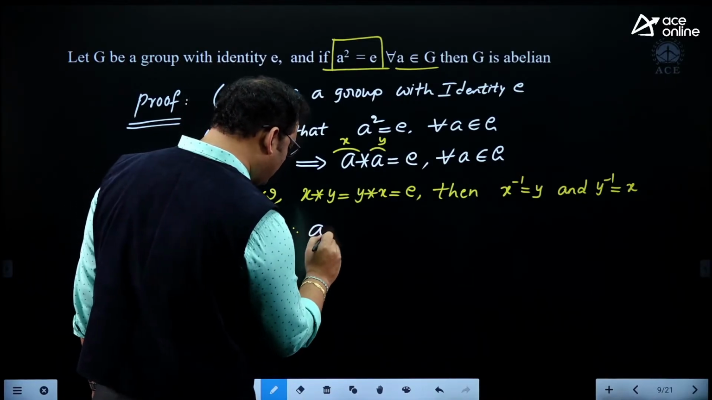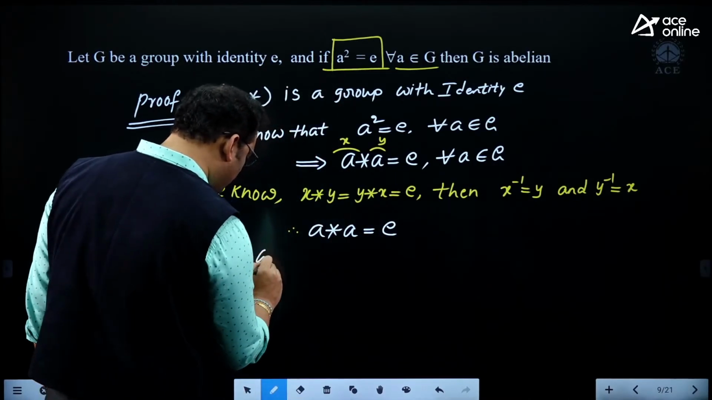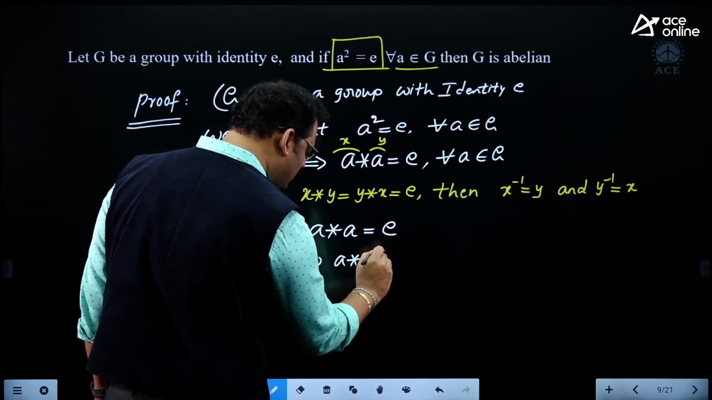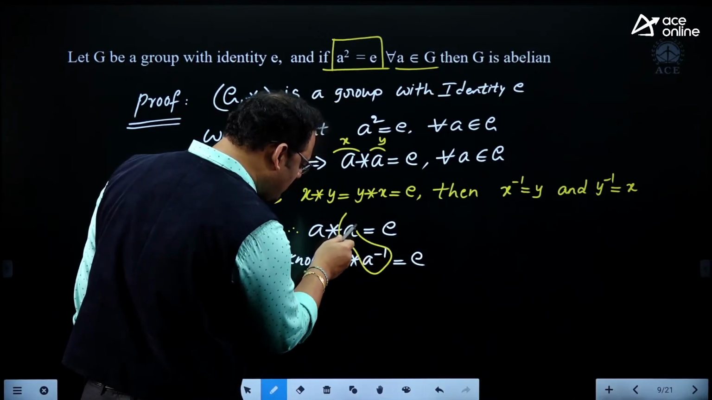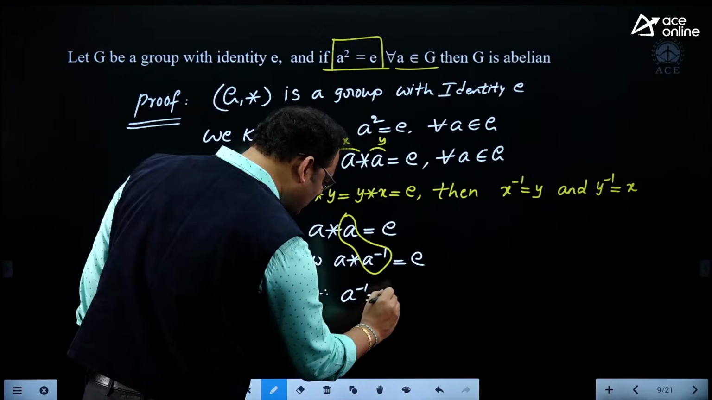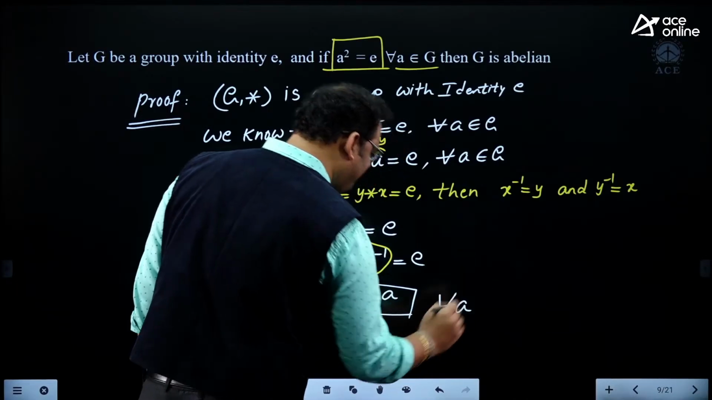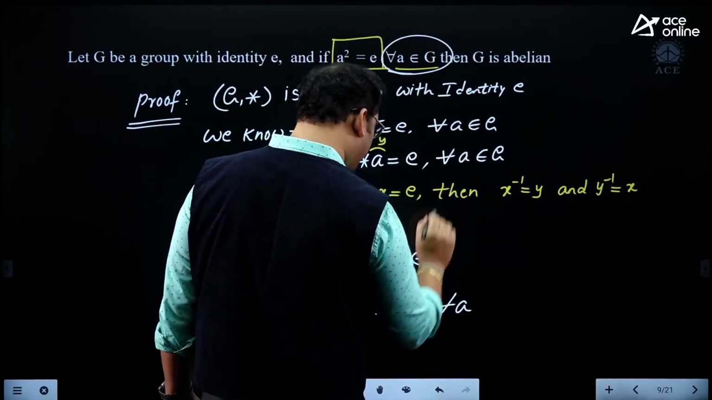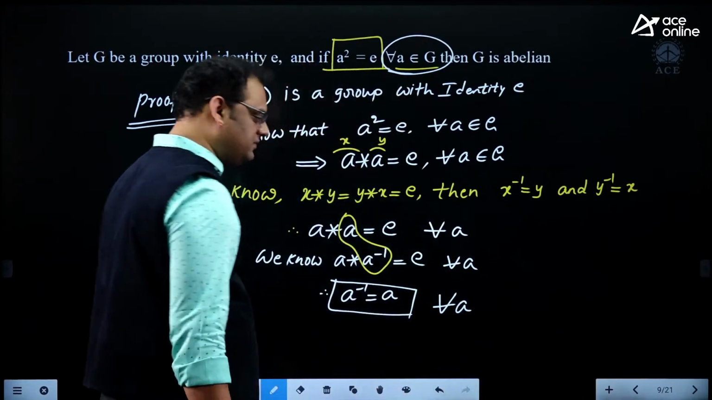Sir, here we have A star A is equal to identity, and we know that A star A inverse is equal to identity, which means that A inverse is nothing but A. Therefore, A inverse is nothing but A, not for some A, for every A. A star A is equal to identity. It is for every A, my dear, for all A. So, for all A. Here also for all A.